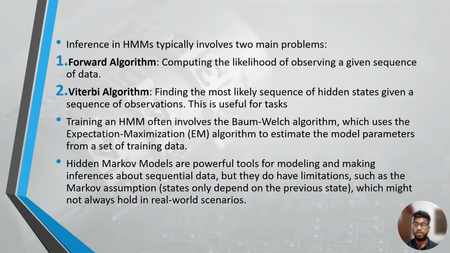Inference in HMMs typically involves two main problems, the forward algorithm and the Viterbi algorithm. The forward algorithm computes the likelihood of observing a given sequence of data, while the Viterbi algorithm finds the most likely sequence of hidden states given a sequence of observations. This is useful for tasks. Training an HMM often involves the Baum-Welch algorithm, which uses expectation maximization, that is the EM algorithm, to estimate the model parameters from a set of training data.